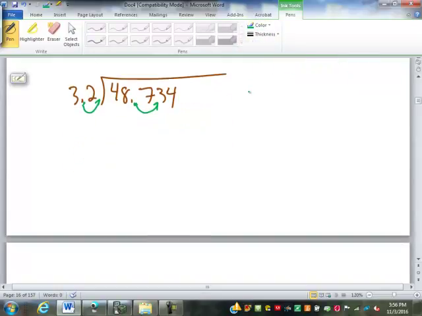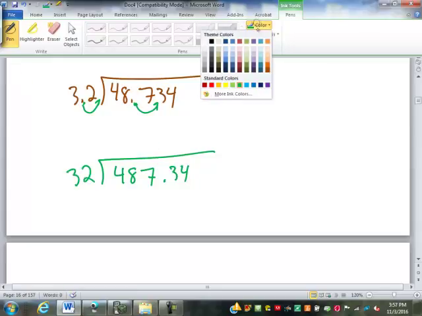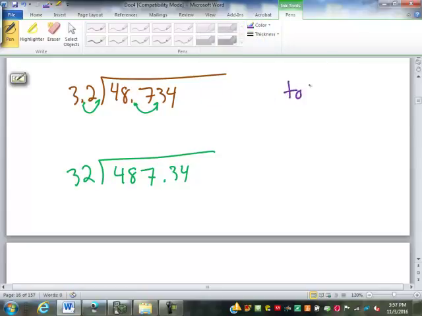So this problem now becomes 487.34 divided by 32. Let's say I tell you that I want this to the nearest thousandth.